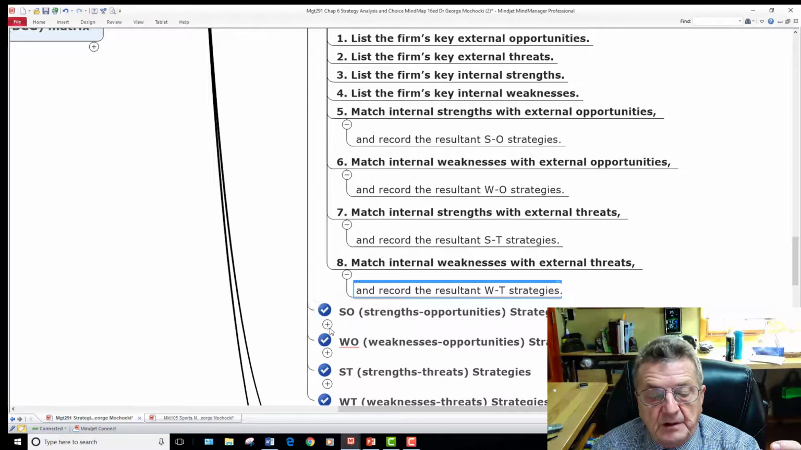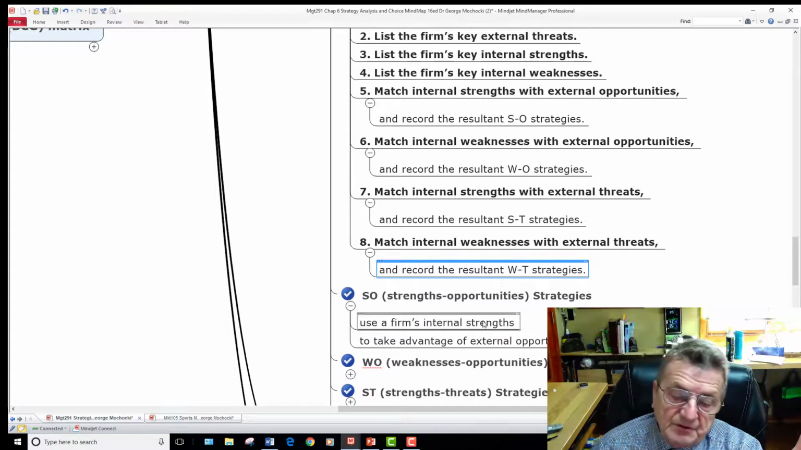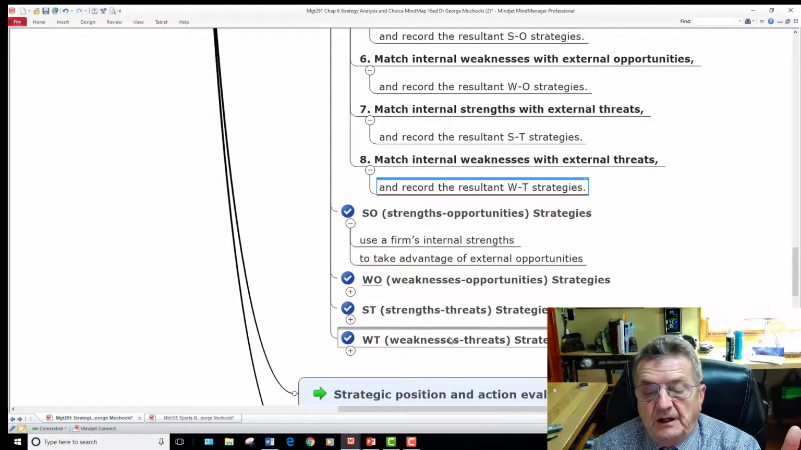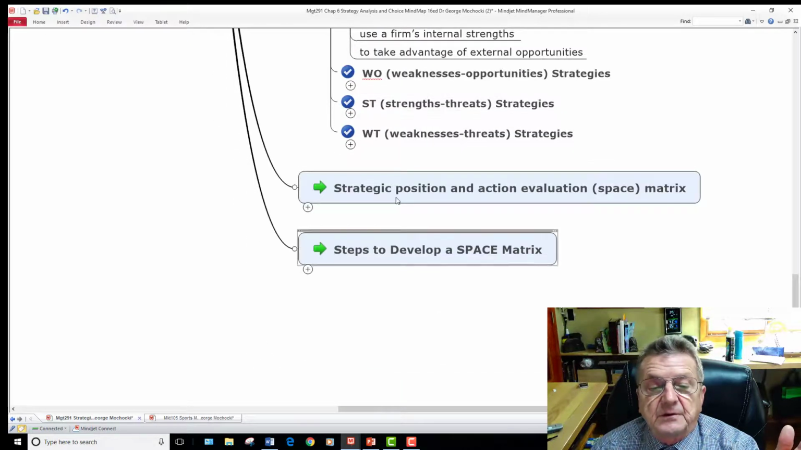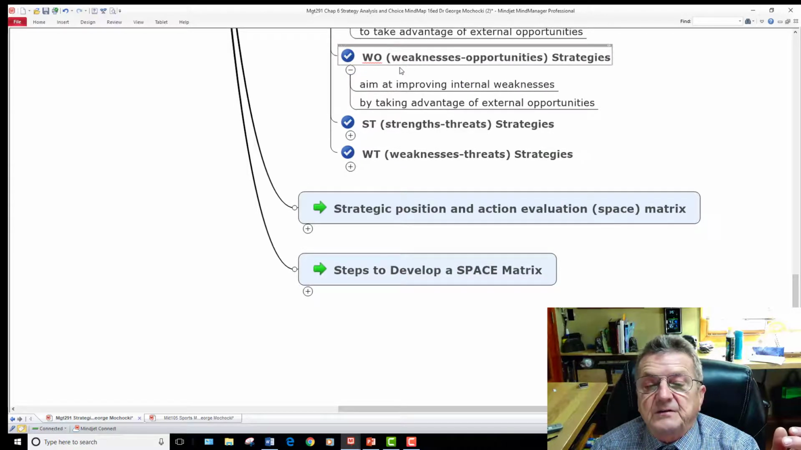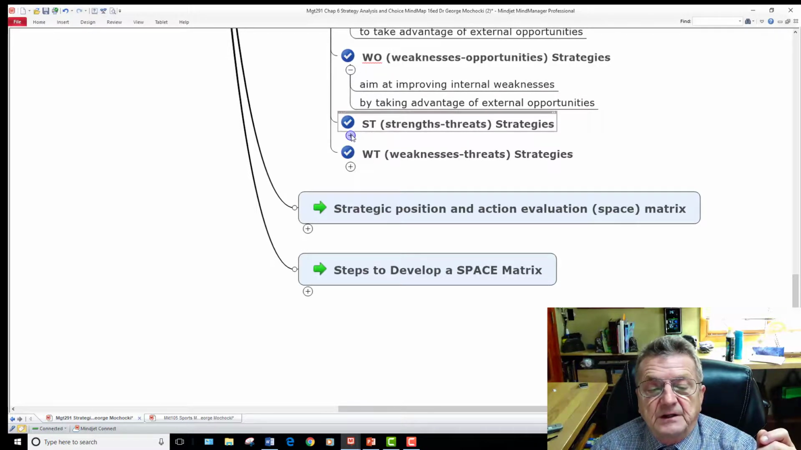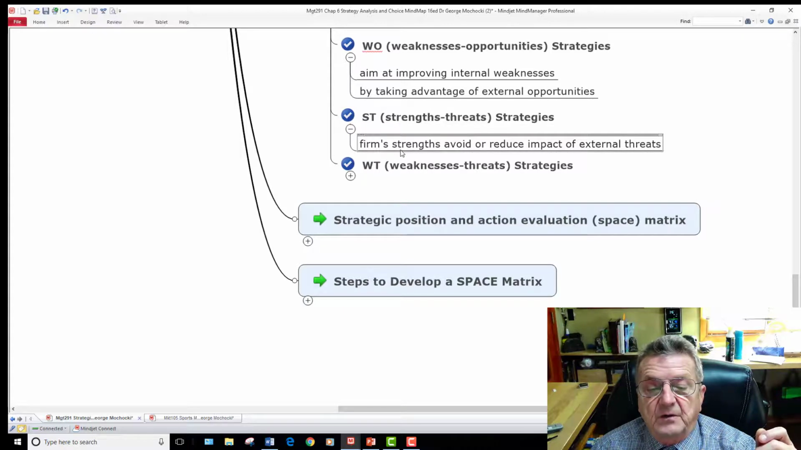Okay, so then strengths and opportunities, S-O, uses a firm's internal strengths to take advantage of external opportunities. Let me go a little bit further up here. The other one, weaknesses and opportunities, W-O, strategies aim at improving internal weaknesses by taking advantage of external opportunities. And this next one, strengths and threats.